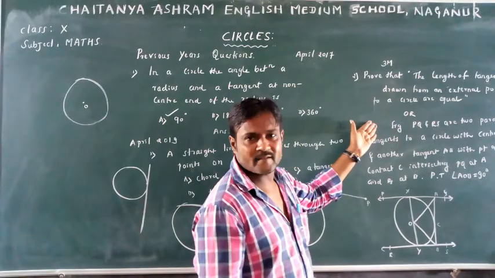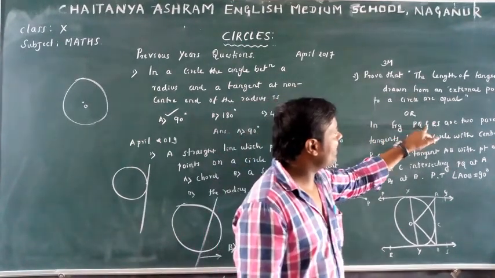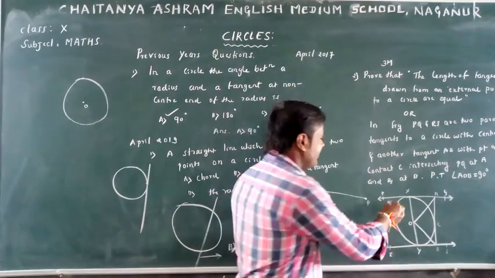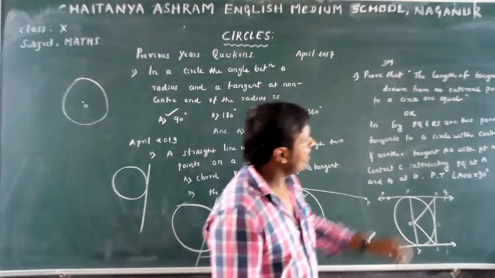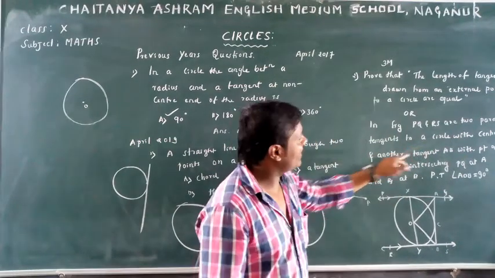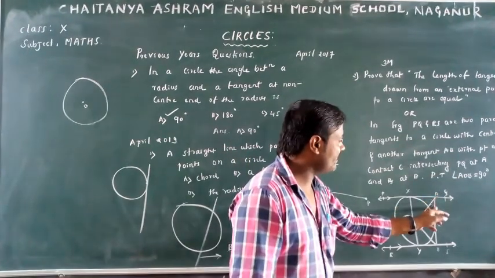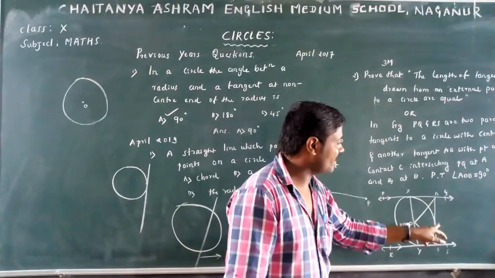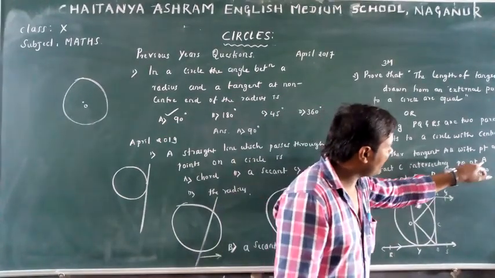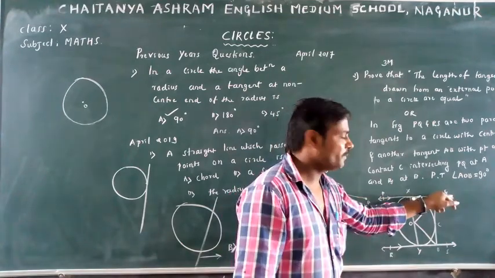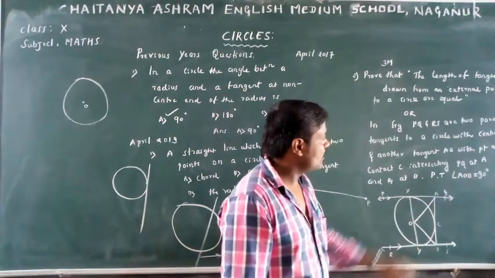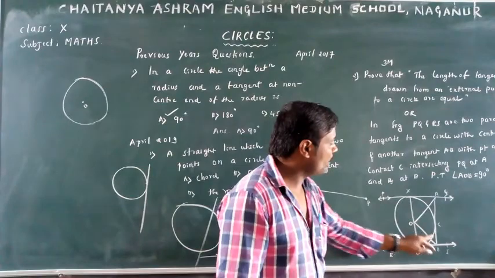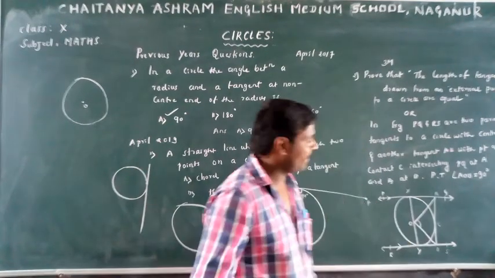Or you will get one more choice for this. You can solve such a question also. In a figure, PQ and RS are 2 parallel tangents with center O, and another tangent AB with point of contact C that touches the circle at C, intersecting PQ at A and RS at B. Prove that angle AOB equals 90 degrees.